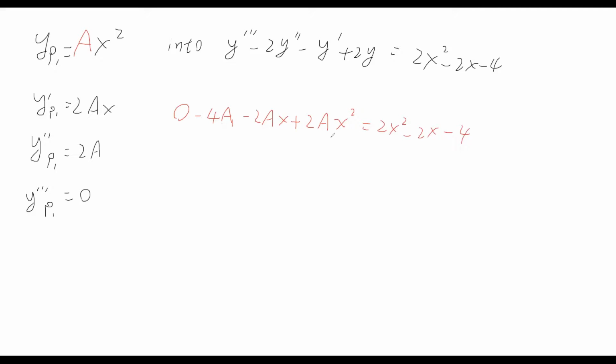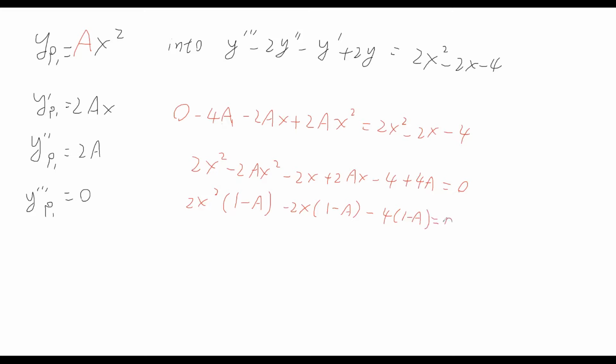All right, so let's put everything together. All right, so we have 2x squared minus 2ax squared minus 2x plus 2ax minus 4 plus 4a. I don't know if you can see what a is going to be already, right? So 2x squared is 1 minus a, minus 2x, 1 minus a, minus 4, and 1 minus a, right? And that's equal to 0, right?